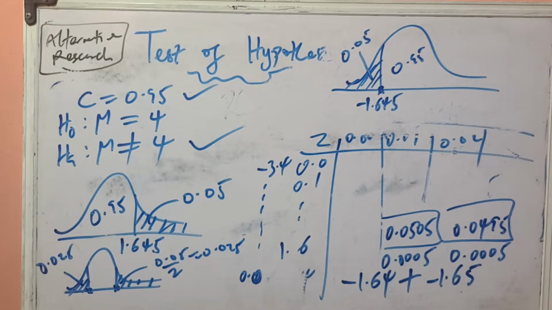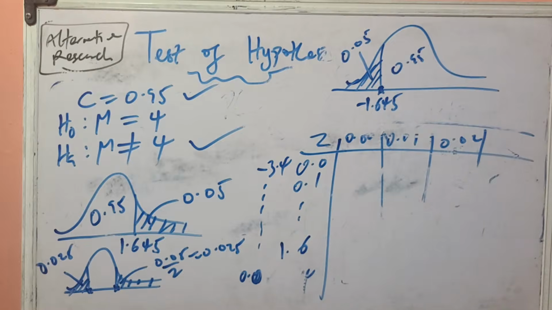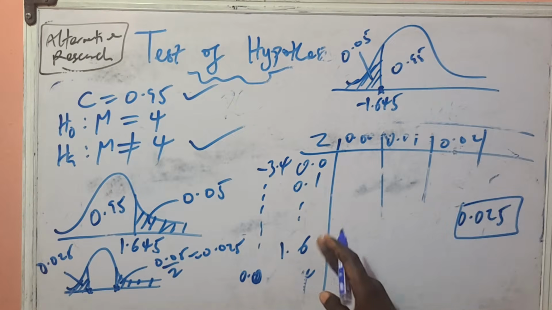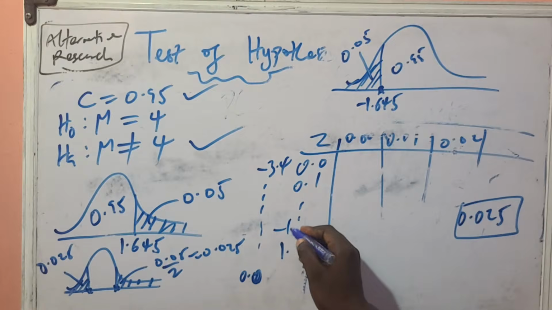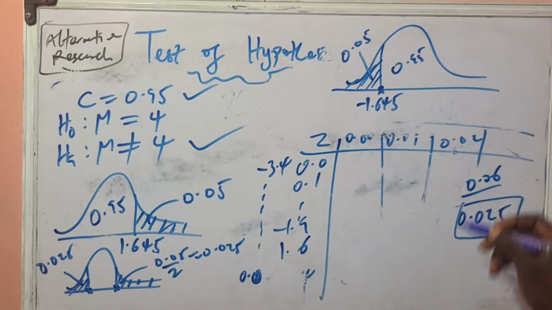Can you see that? 1.9, minus 1.9 under what? 0.06. Check that. To see the exact value, you check your negative table for 0.025. There's an exact value of 0.025. If you want to get that, go and check minus 1.9 under 0.06. Guys, confirm that you will get an exact value of 0.025. Can you guys see that?